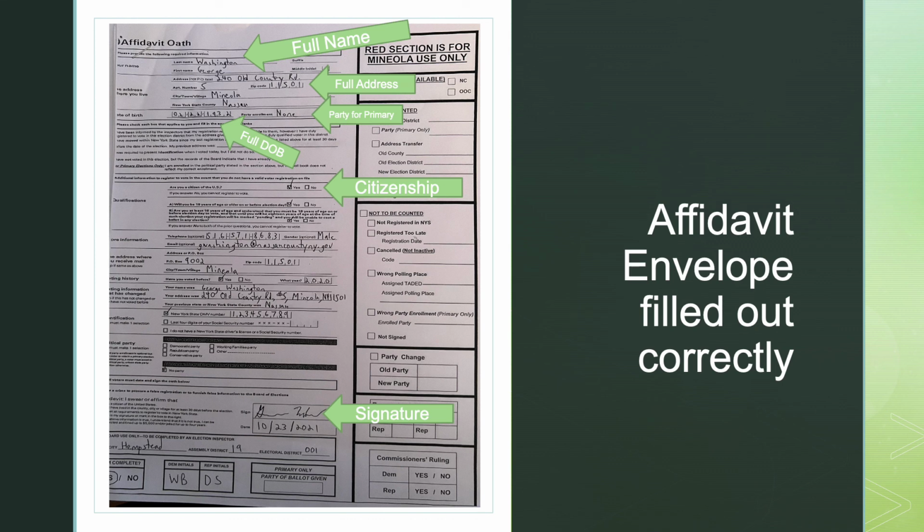Though we want all the information filled in, an affidavit must have the following information. It must have a full name, a full address that is not a P.O. box or a business address, a full date of birth including the year, citizenship status, and a signature. Lastly, if it is a primary, they must put their party. We want to make sure that if it's a Democratic primary, it is a Democrat voting in that election, or a Republican voting in a Republican primary.